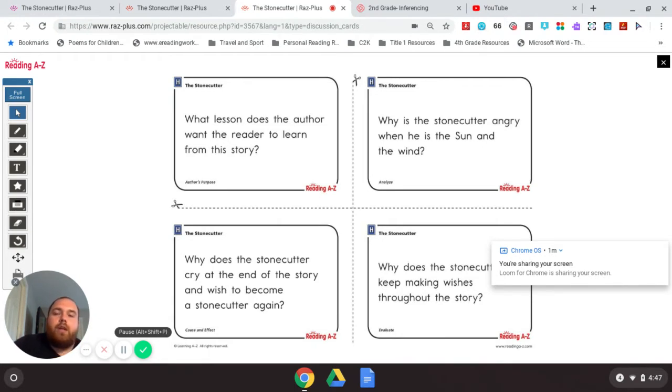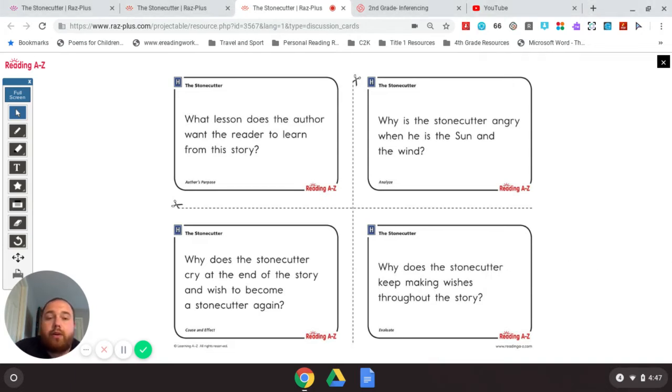and together I'm going to discuss the answers for these 4 questions at the end. Okay? The first question is, just like I said, what lesson does the author want the reader to learn from this story? The second question is, why is the stonecutter angry when he sees the sun and the wind? The next question is, why does the stonecutter cry at the end of the story and wish to become a stonecutter again? And our last question is, why does the stonecutter keep making wishes throughout the story? Okay. And to answer all of these questions, we are going to go back into the text and find the clues the author left behind.